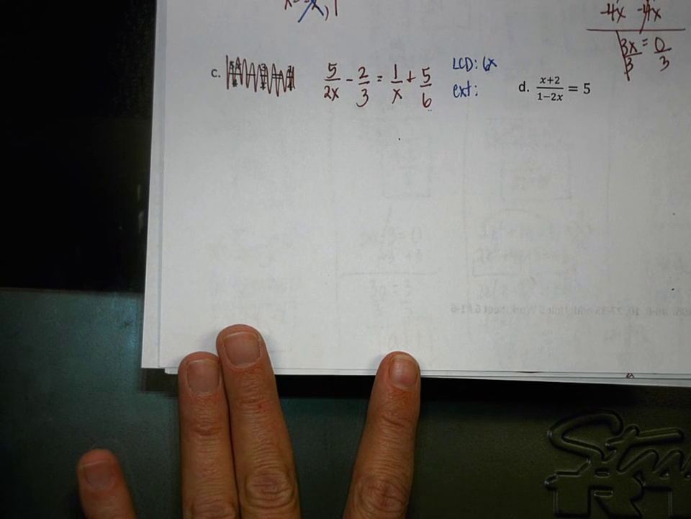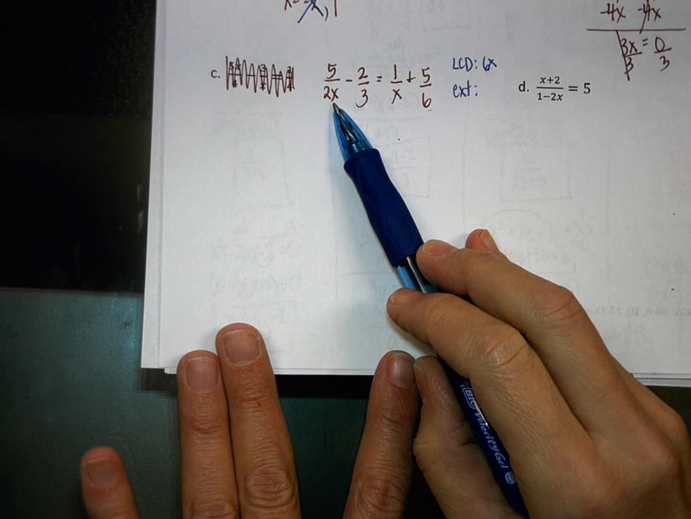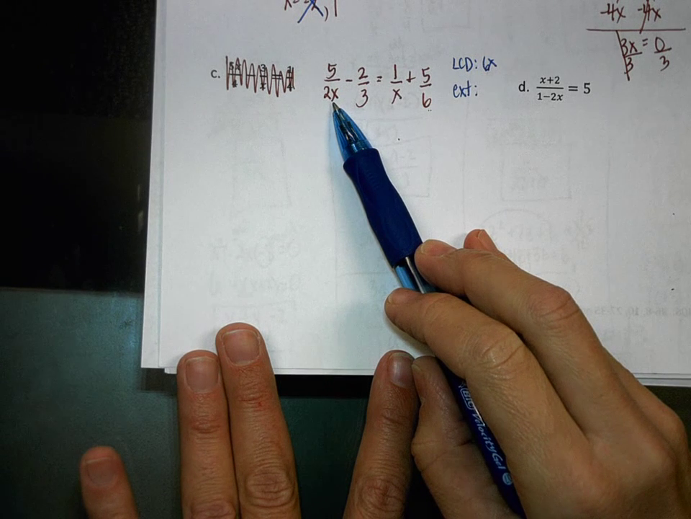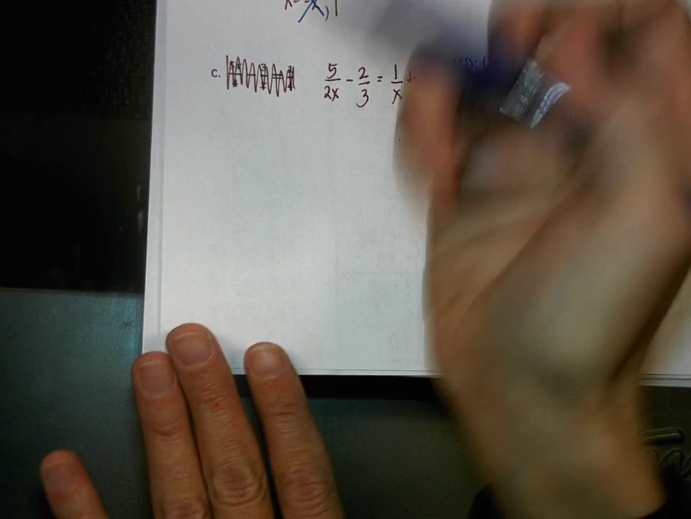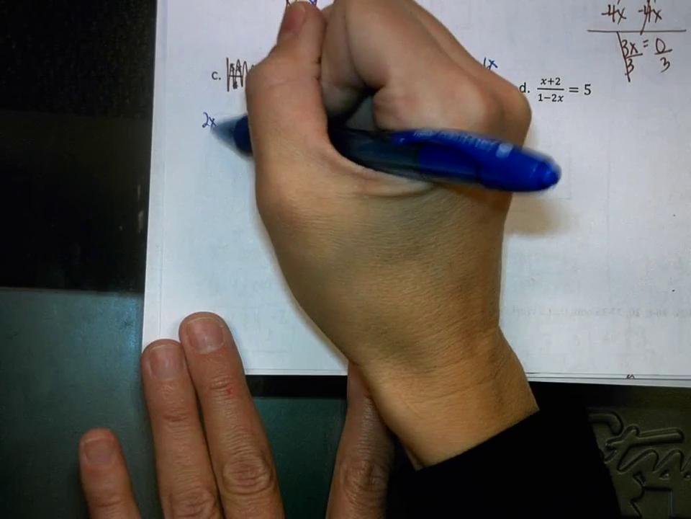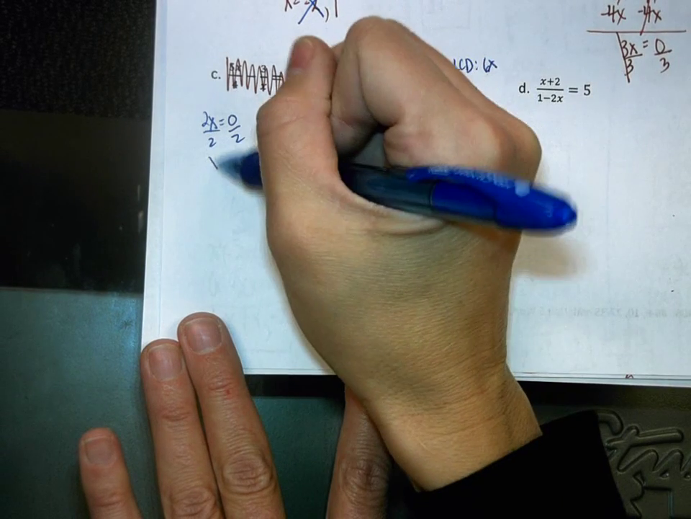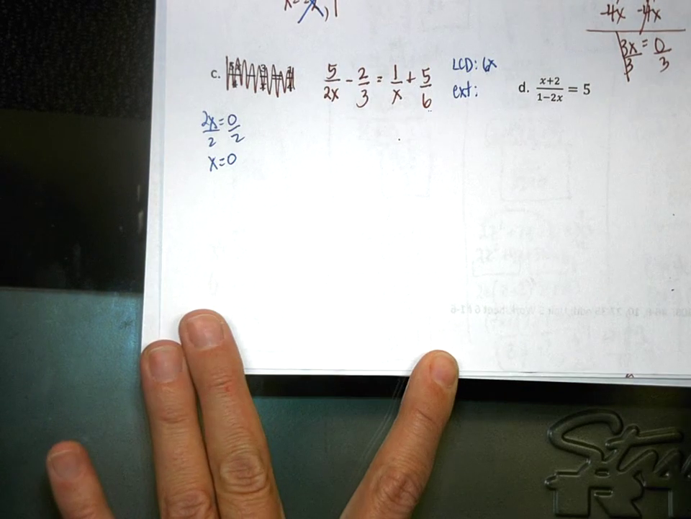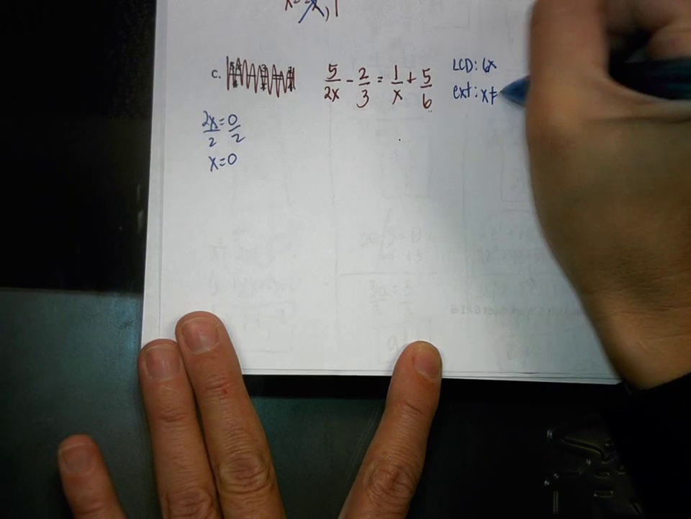Okay? Now, when I set this denominator equal to 0, what would I end up getting? What would x equal? 0. Is everybody okay with that? So if you're ever not sure, set your denominator equal to 0. And to get x by itself, I divide by 2, and so x equals 0. So what are my extraneous solutions? 0. So x cannot equal 0.